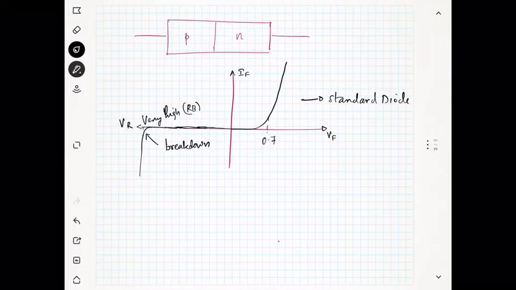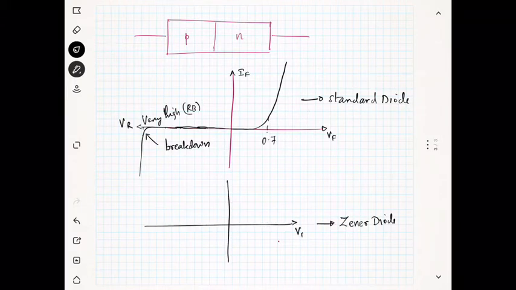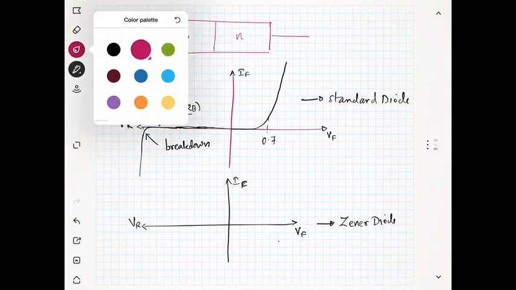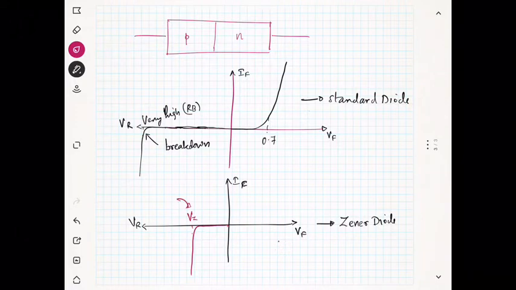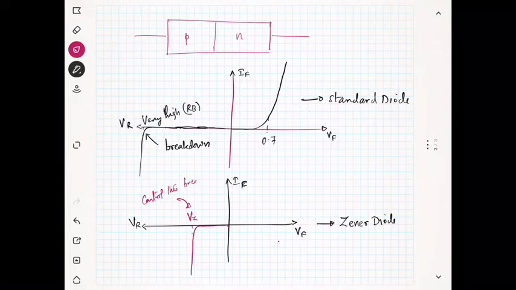But in the case of the Zener diode, we design the Zener diode to operate in the reverse bias region. This is the forward voltage and forward current, and this is the reverse voltage, that means reverse bias. You have the breakdown in the Zener diode also, but you can control this breakdown voltage.